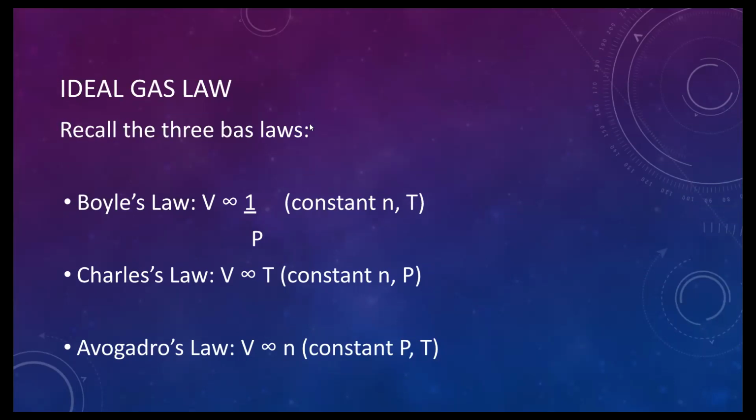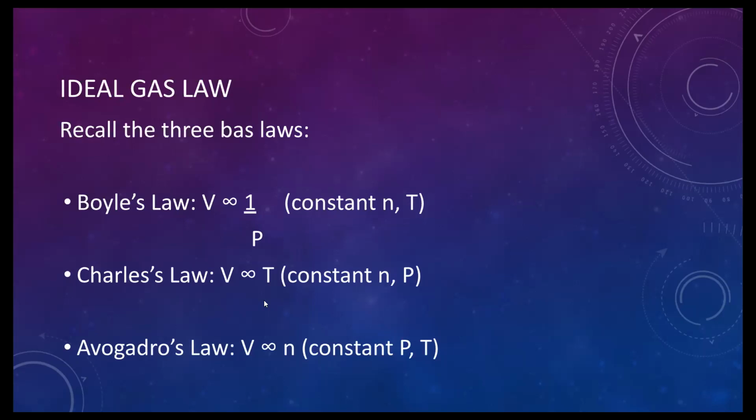For the ideal gas law, we have Boyle's law, which says volume is inversely proportional to pressure. By the way, for Boyle's law we have a constant n, which is for mole, and constant T, which is for temperature. Charles' law is talking about volume being directly proportional to temperature. We actually have constant mole and constant pressure.